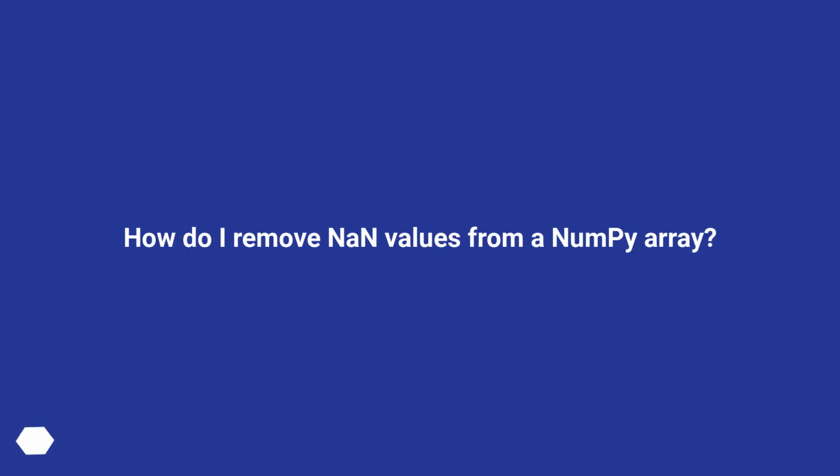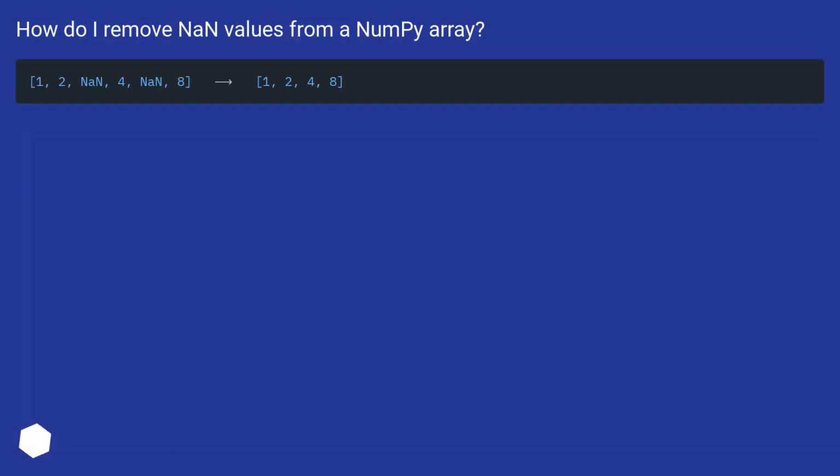How do I remove NaN values from a NumPy array?